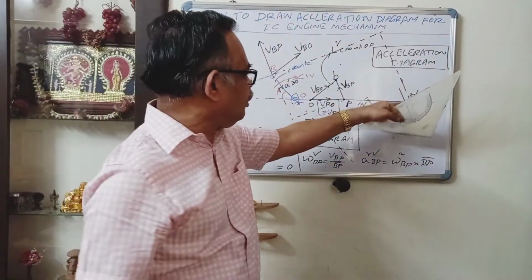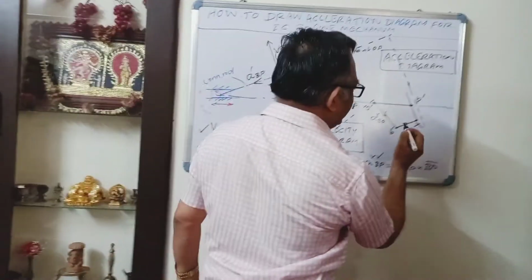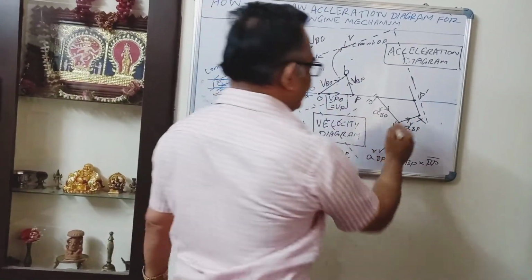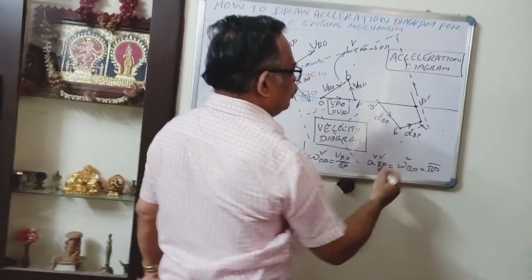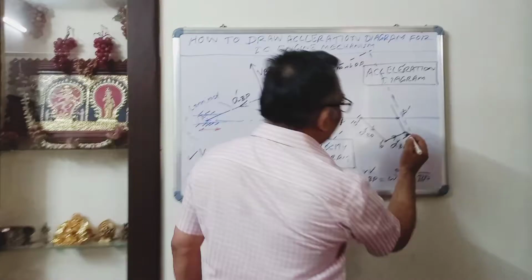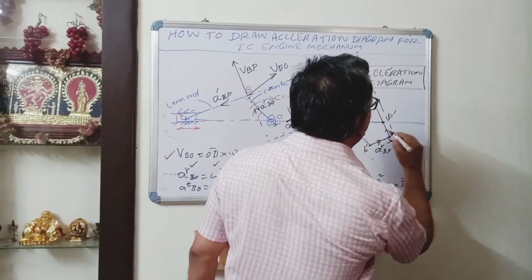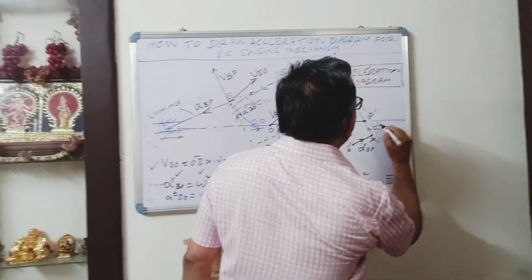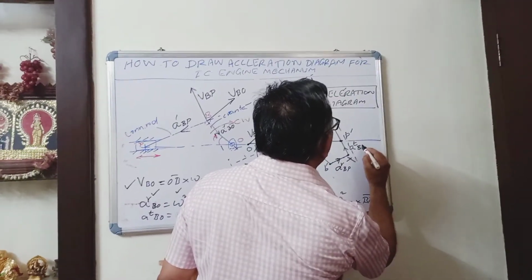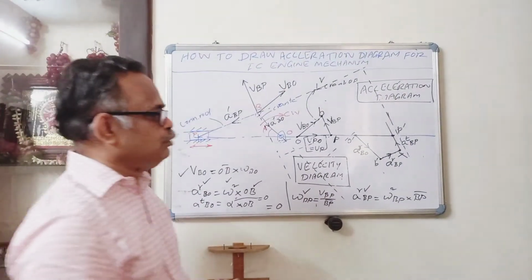Point P dash. This is the piston and this is B dash, right? Now, this is your acceleration diagram. So what do you have to find out? See, this is your tangential acceleration, so the tangential acceleration will be like this: A tangential, B with respect to P.